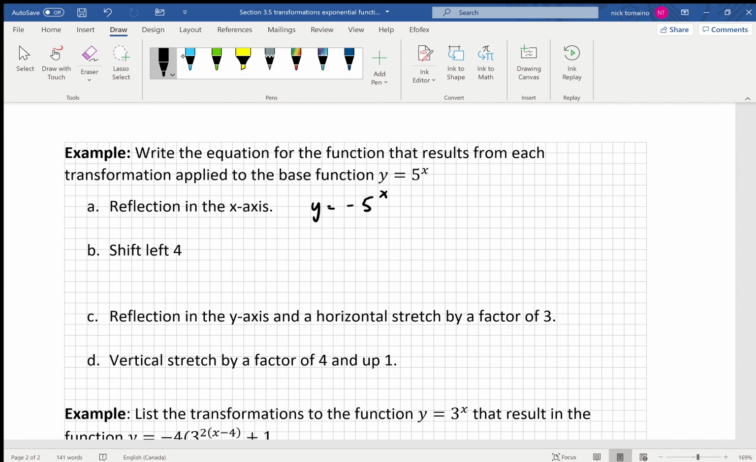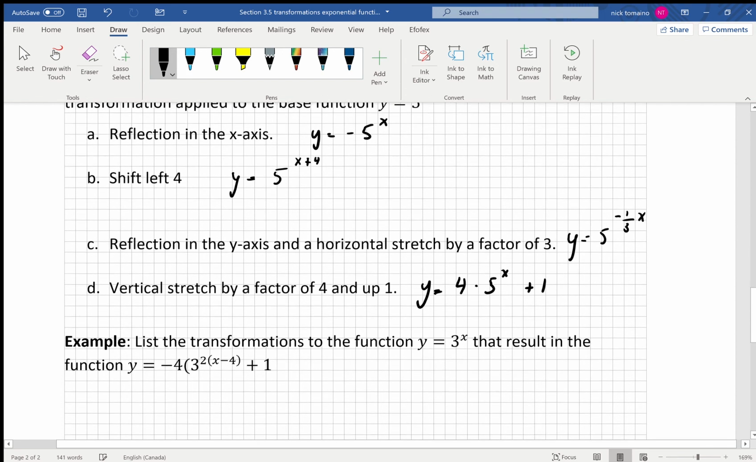Okay, shift left 4. So we're going to replace x with x plus 4. Okay, reflection in the y and a horizontal stretch by 3 that affects the x's. Y is equal to 5 to the negative 1/3 x. Okay, and the last one is a vertical stretch by 4. So that means that the 4 comes out front times 5 to the x and then a plus 1.